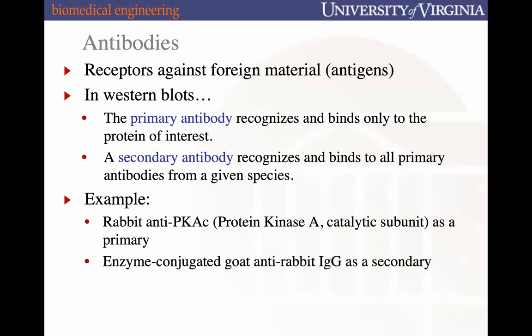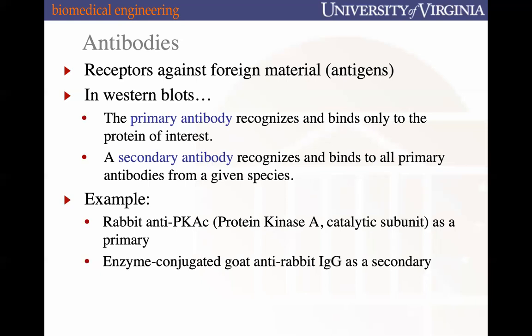So to revisit antibodies, you can think of them as a receptor that's against a specific foreign material. We'll talk more about this once we get to the immune system lectures. I hope you guys are as hyped as I am about those lectures. Those will be great. But typically the foreign material that an antibody binds to, we call the antigen. And so antibodies are typically meant to recognize specific antigens.